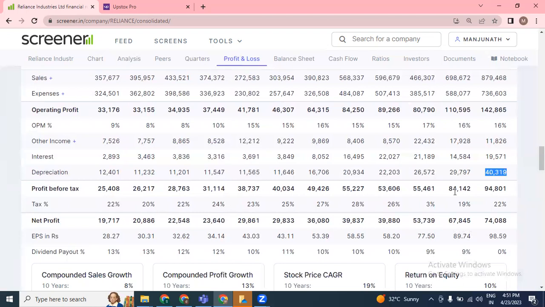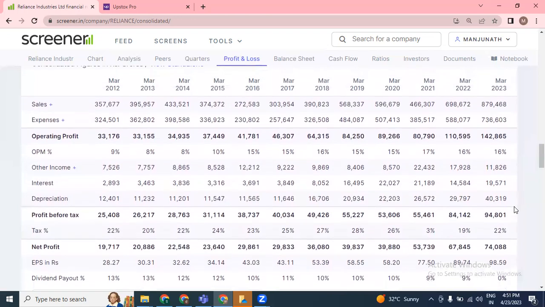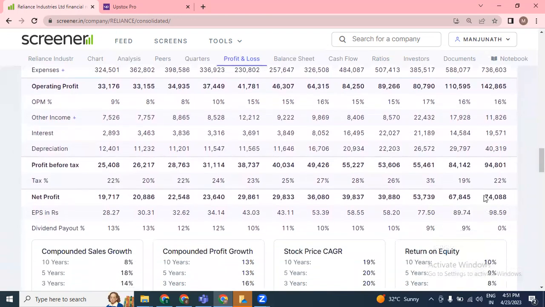If we look at it from an overall perspective, 84,142 crore in the previous year, and this year 94,801 crore. This is 10,000 crore they have made as profit. Eventually 7,000 crore or 6,200 crore they are in profit. So this is what investors are looking for. Overall, the net profit is good, but at the same time, investors are interested in why depreciation and interest levels have increased. That investors are going to think.